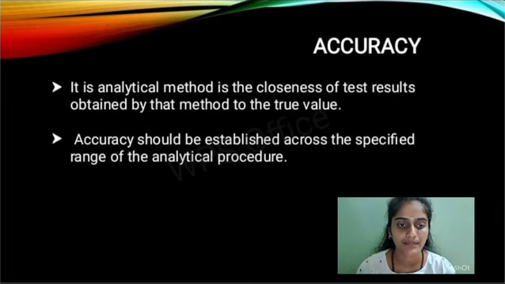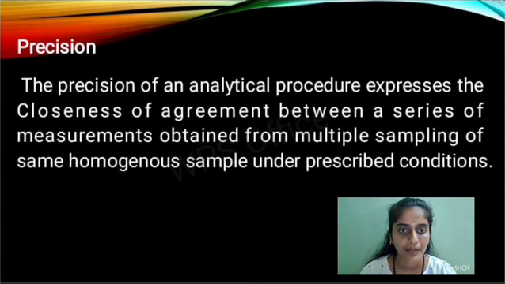Next is accuracy. Accuracy of an analytical method is the closeness of the test results obtained by that method to the true value. Accuracy should be established across the specified range of the analytical procedure. This is sometimes termed trueness. Now is precision. Precision of an analytical procedure expresses the closeness of agreement between a series of measurements obtained from multiple sampling of the same homogeneous sample under prescribed conditions.